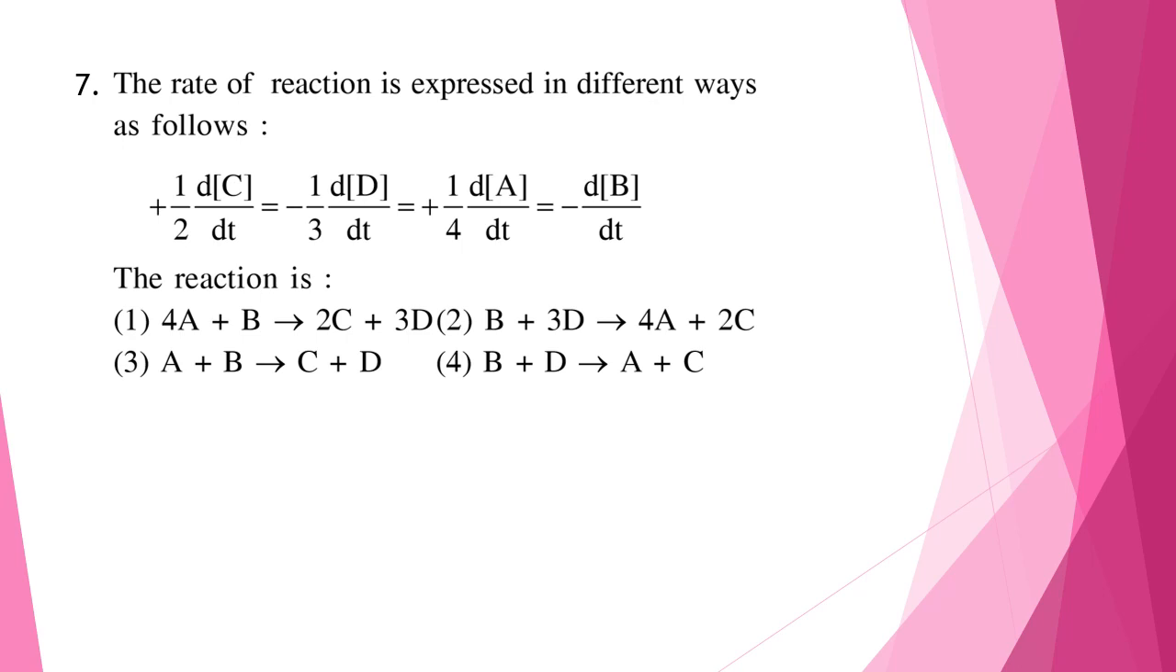So we can see that B and D have negative signs, so they will be reactants, and A and C will be the products. Now as it is 1 by 3D, therefore in the reaction it will become B plus 3D, and as it is 1 by 4A and 1 by 2C, it will become 4A plus 2C. So the correct answer here will be option 2. B plus 3D gives 4A plus 2C.